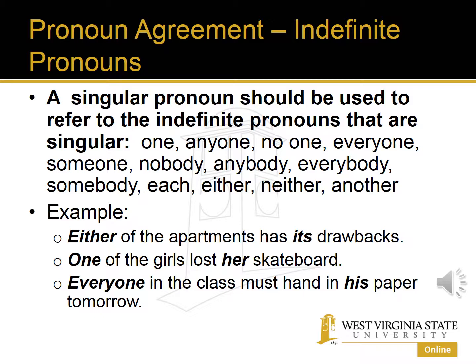So a few examples. Either of the apartments has its drawbacks. Either is singular, it's referring to a choice of apartments, but it's singular, so we use the singular possessive pronoun its. Or one of the girls lost her skateboard. We know one is singular, but it's referring to girls, so we can use the feminine singular pronoun her.